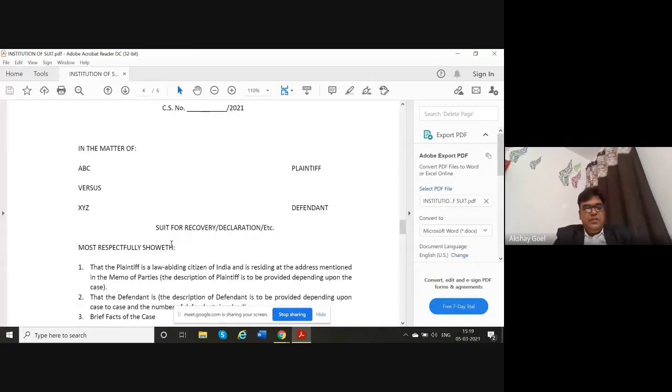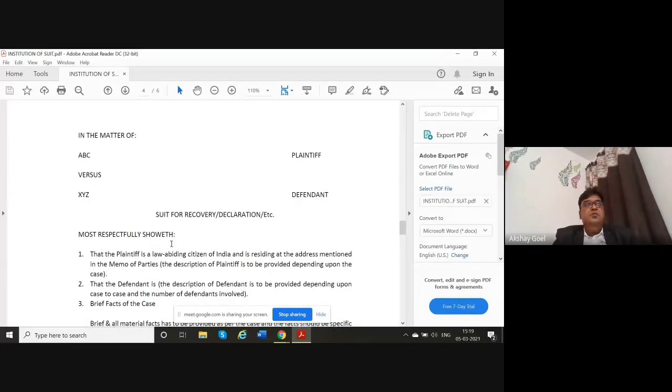Now you start with the plaintiff. You need to define what the nature of the plaintiff is. If in case it's a company, you need to mention that the plaintiff is a company registered under the Companies Act 2013 and has a registered office at that particular address. And if the plaintiff is a natural born person, you mention that the plaintiff is a law-abiding citizen of India and is residing at the address mentioned in the name of parties. The description of the plaintiff is to be provided depending upon the case.